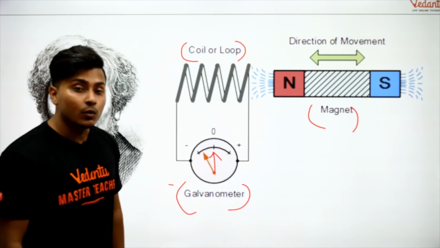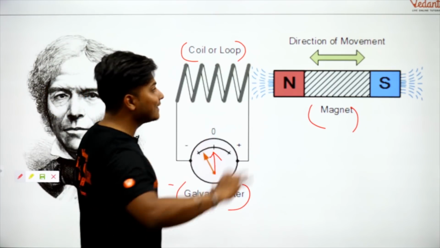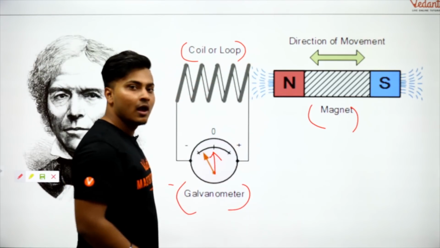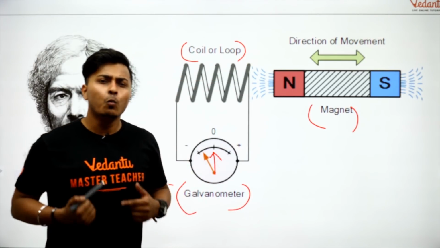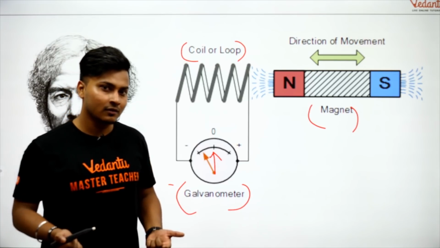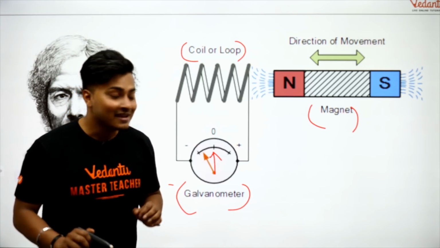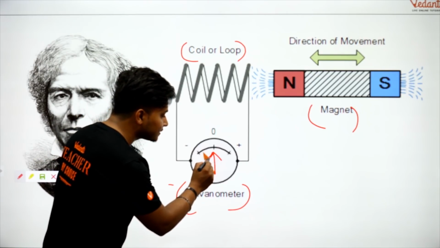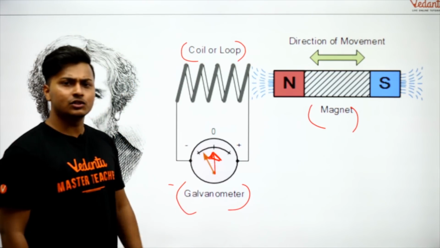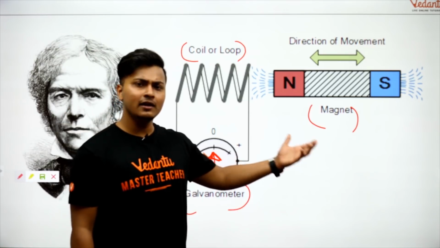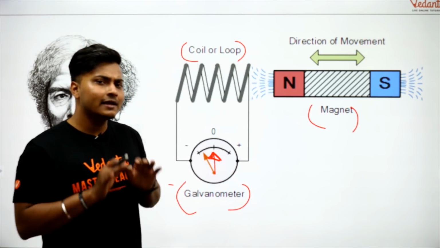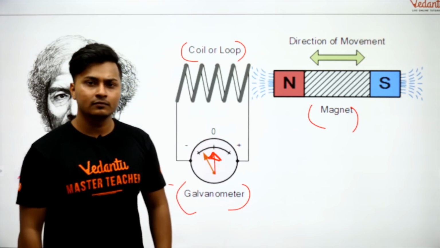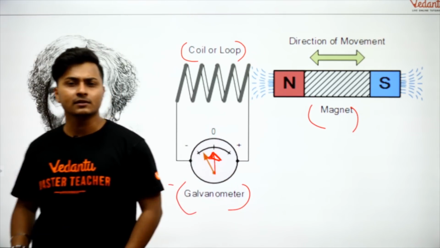Next, what did he do? He took up the magnet and kept it near the circular coil. And what did he observe? What do you think he observed? Nothing. He observed nothing. He could see that the deflection is still zero. So he understood that when a magnet is near the coil, zero current is produced in the coil.